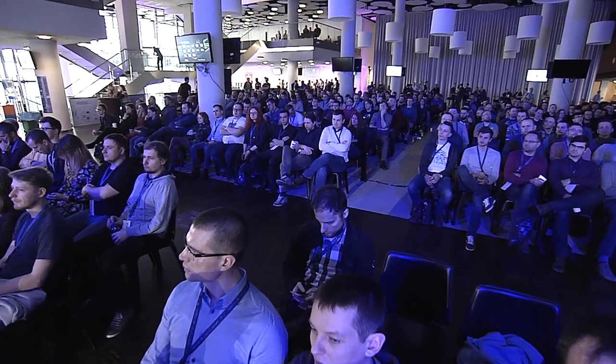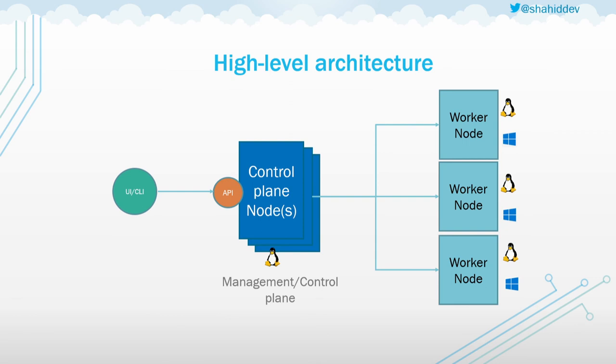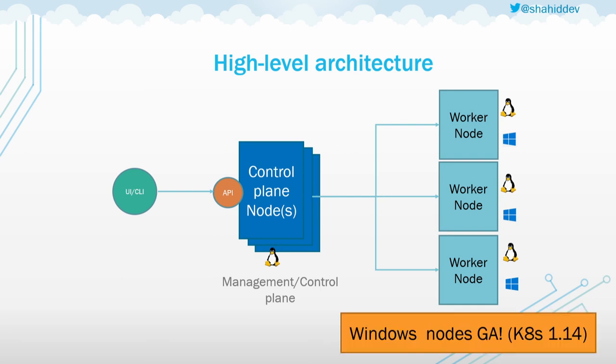And if you notice, the control plane is Linux only, whereas the worker nodes are Linux or Windows. Every other time I've given this talk, I've caveated it by saying Windows support is in beta. Not anymore. As of Monday, Windows nodes are now GA in Kubernetes. In Kubernetes 1.14, which came out Monday the 25th, Windows nodes are now supported.